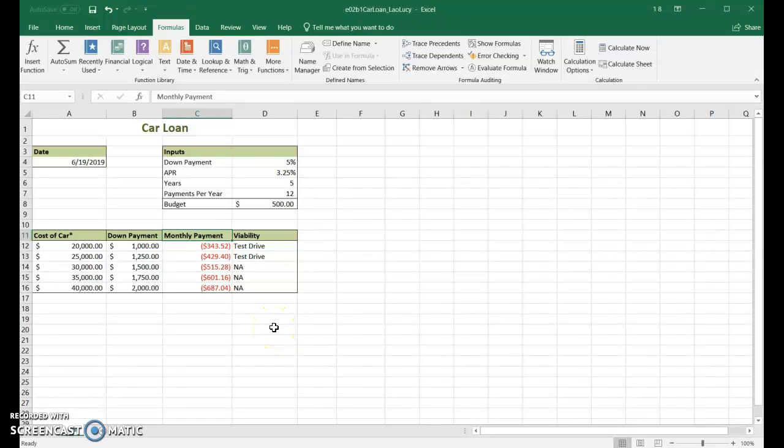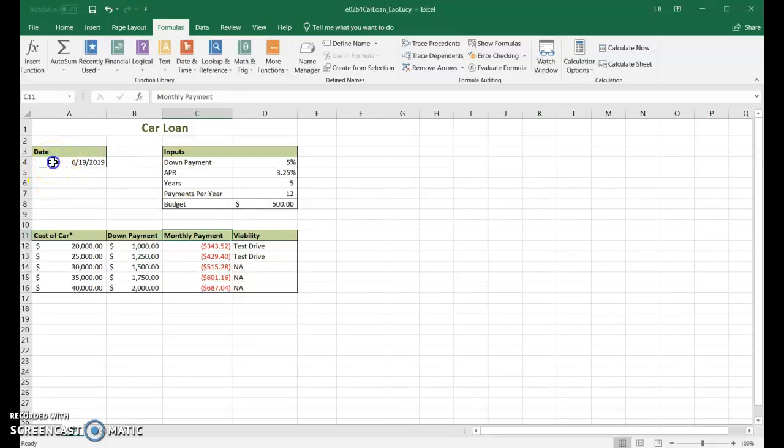The purpose of this workbook is to figure out how much the cost of the car loan would be and if we can afford it based on a budget of $500 per month. So what we have here is the spreadsheet.